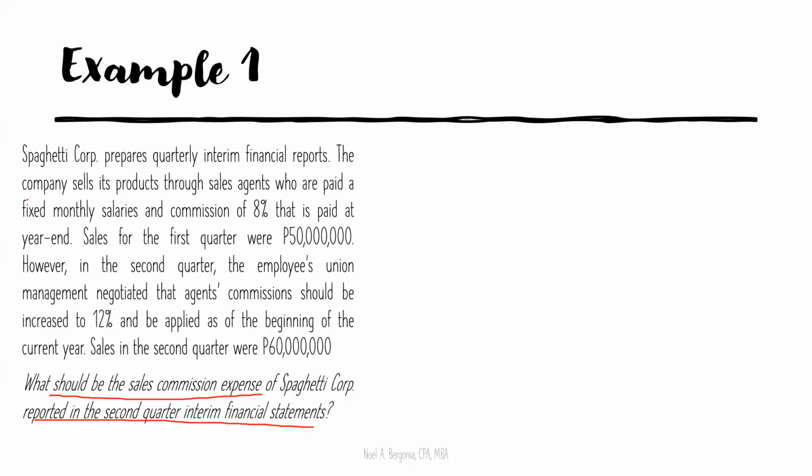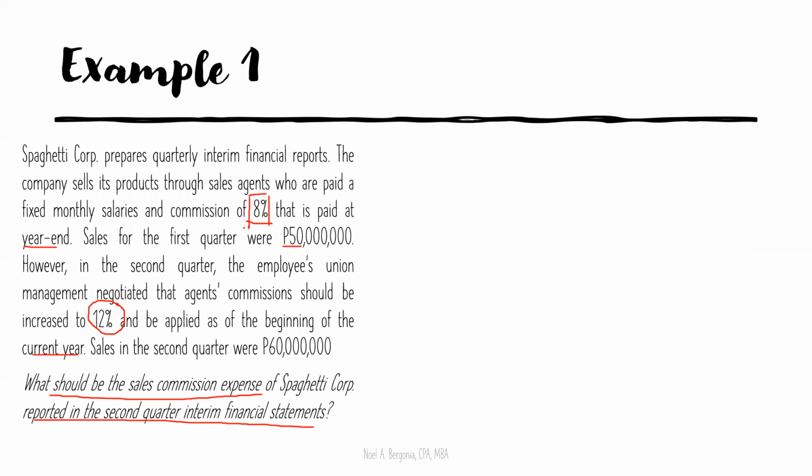Okay, so Spaghetti Corporation prepares quarterly interim financial reports. The company sells its product through a sales agent that is paid a fixed amount of monthly salary and commission of 8%. So ito po yung original commission, 8% that is paid at year end. Okay, so sales for the first quarter is 50 million. However, in the second quarter, the employees union management negotiated that the agent's commission should be 12%. So nung second quarter, nire-request na nila na 12% be applied from the beginning of the current year.